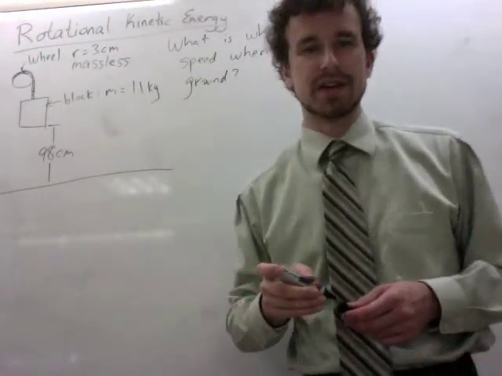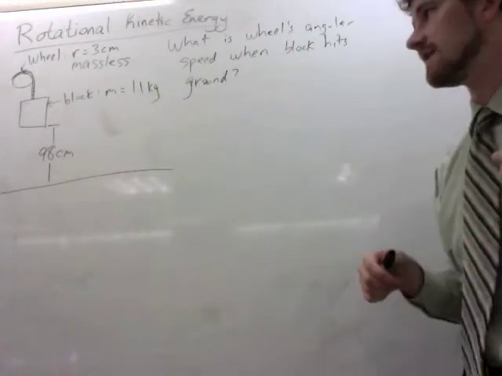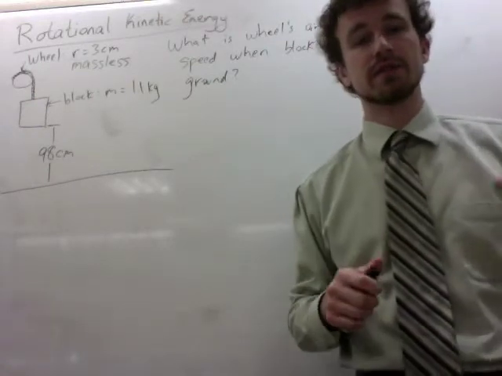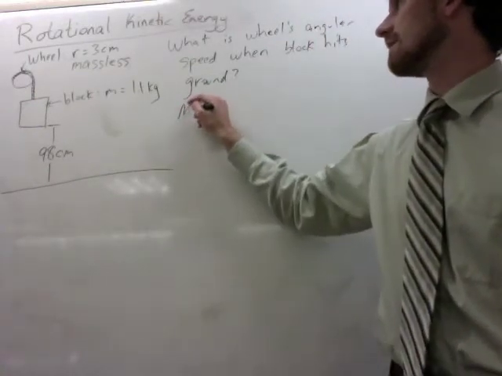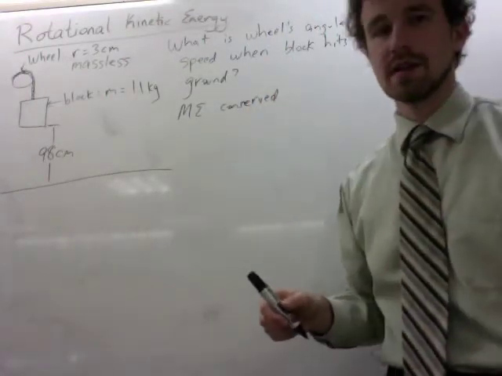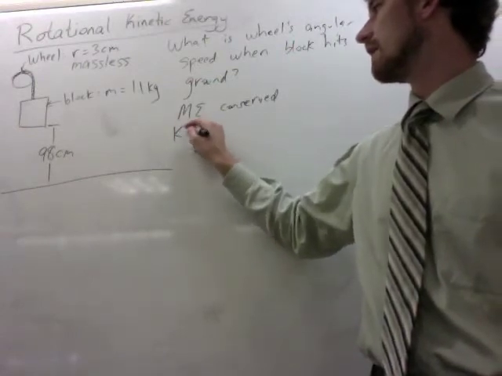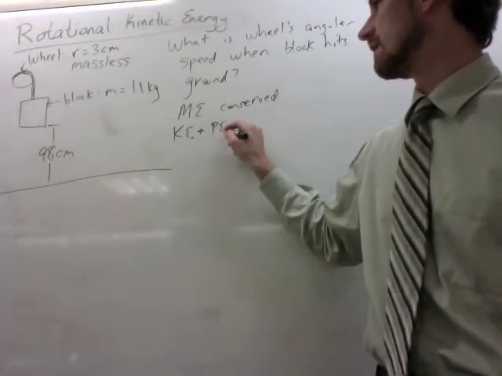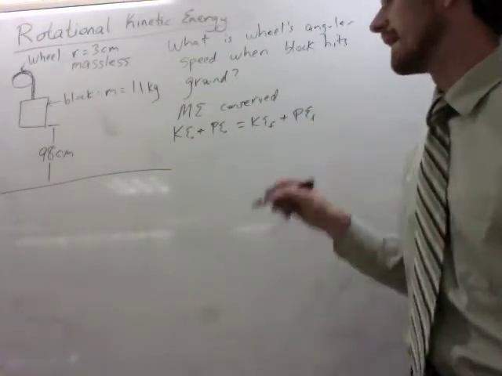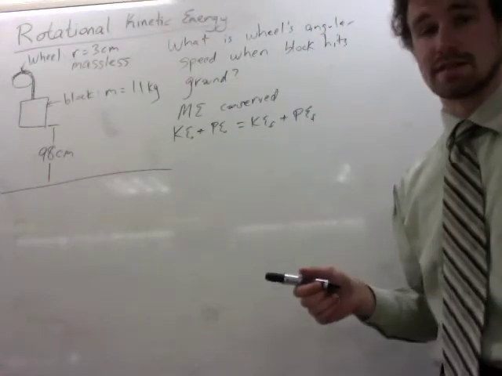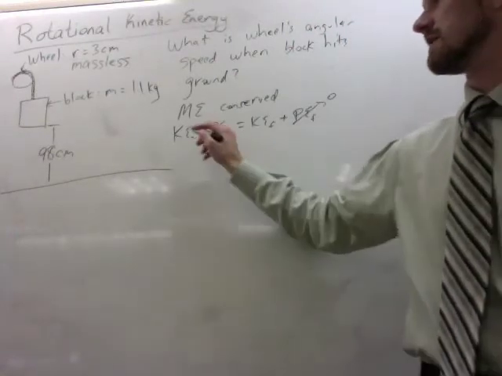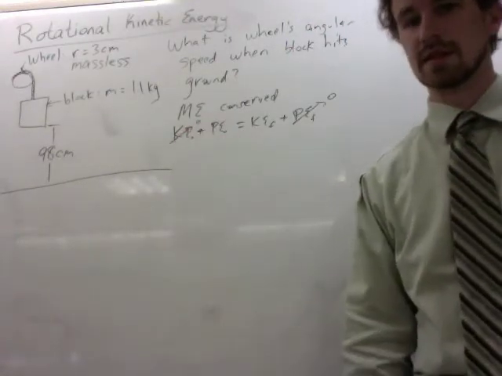Now, in keeping with our massless pulley here, we're going to assume this is an ideal situation, that there is no air resistance, there's no friction. And therefore, our total mechanical energy is conserved. Which means that our KE naught plus PE naught equals KE final plus PE final. Now we're talking about when this block hits the floor, which means our final potential energy is going to be 0. And we're also saying we're releasing it from rest, so our KE naught is going to be 0.